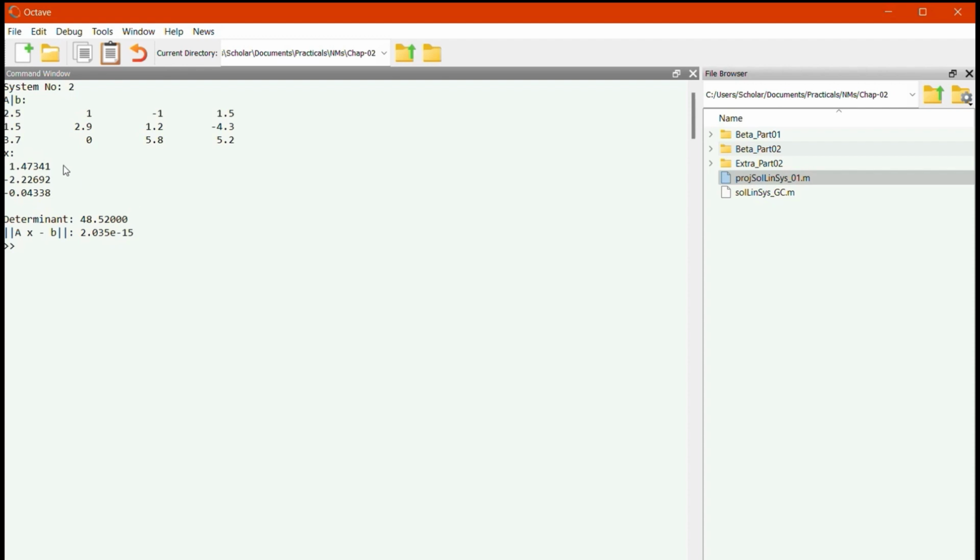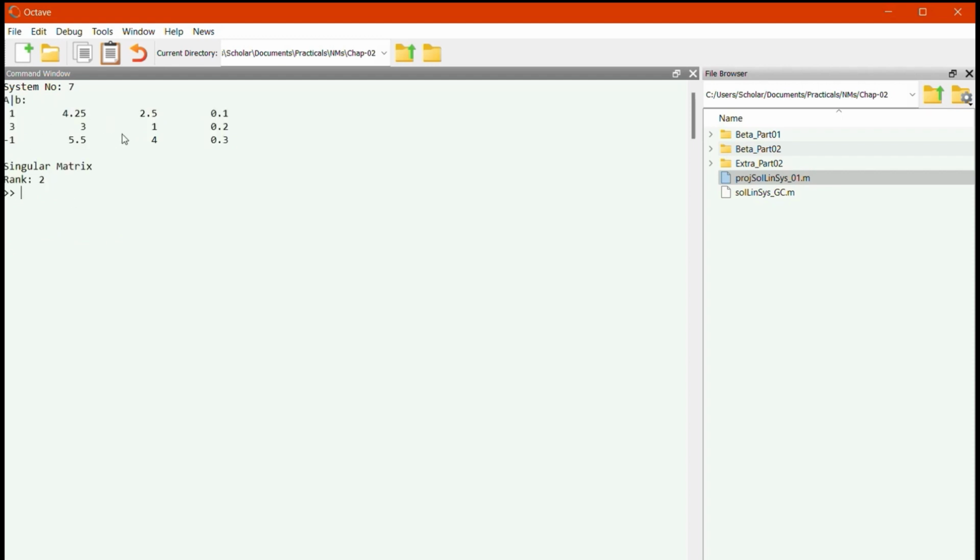The same: the matrix, the vector B, the solution, the determinant, and the residual is close to 0. Number 3 is from exercise number 1. We have already calculated these values. The norm of the residual is very close to 0. Let's not test 4, 5, 6, 7. For the sake of time, let's go to number 7, where the matrix is singular.